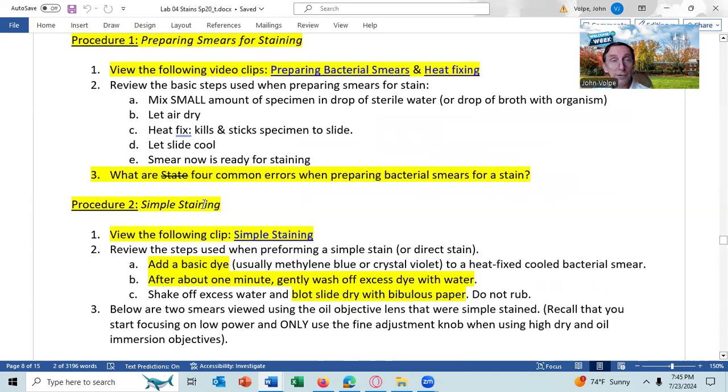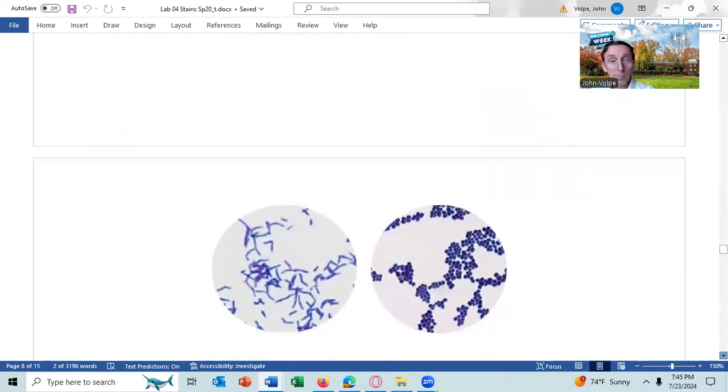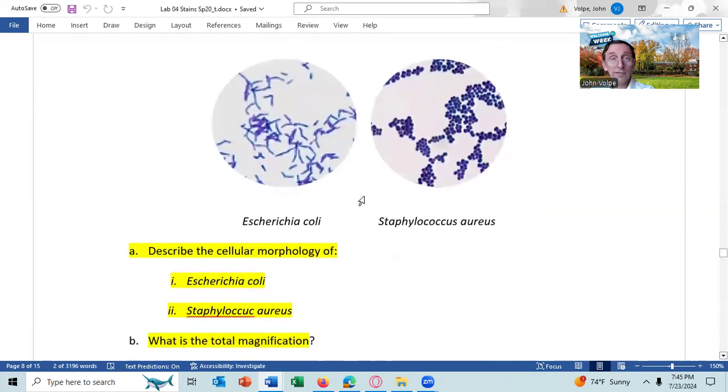And then procedure 2, we're going through the simple stain. View a video clip of a simple stain. It's adding 1 basic or negative dye. It doesn't need to be a basic dye, just 1 dye. And then you wash off the dye, let the slide dry, and then look at it under the microscope. All the cells should stain the same color, but you can distinguish different shapes.